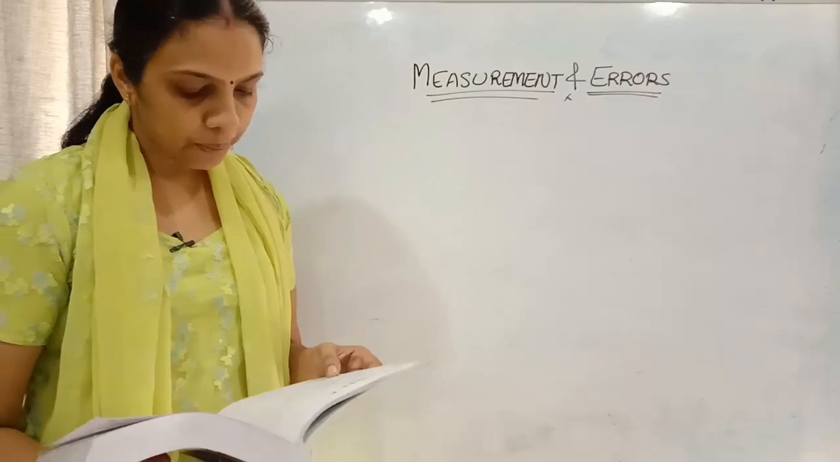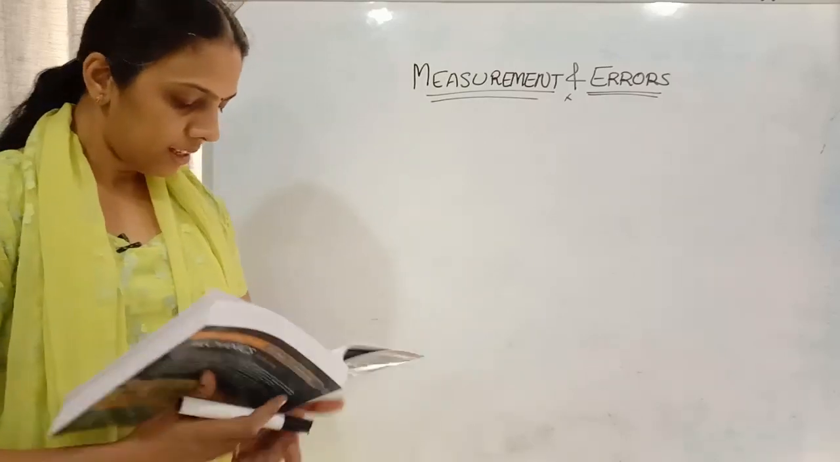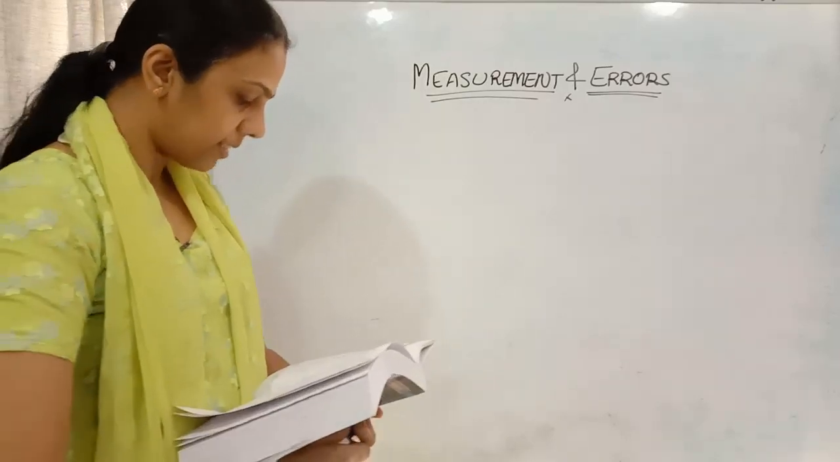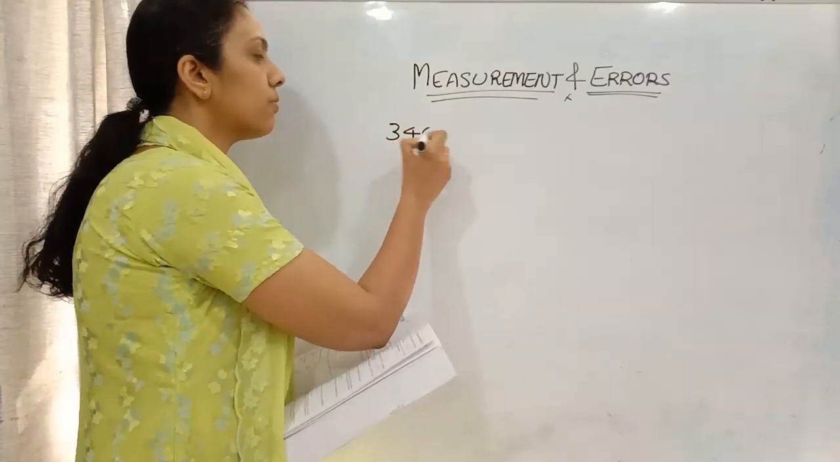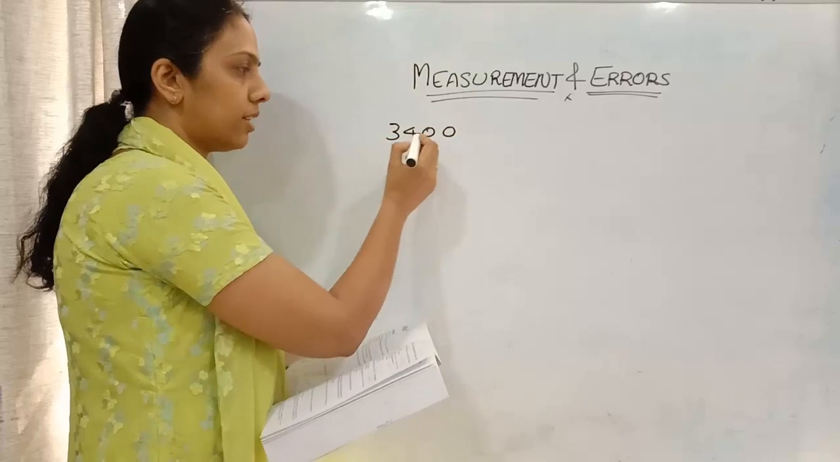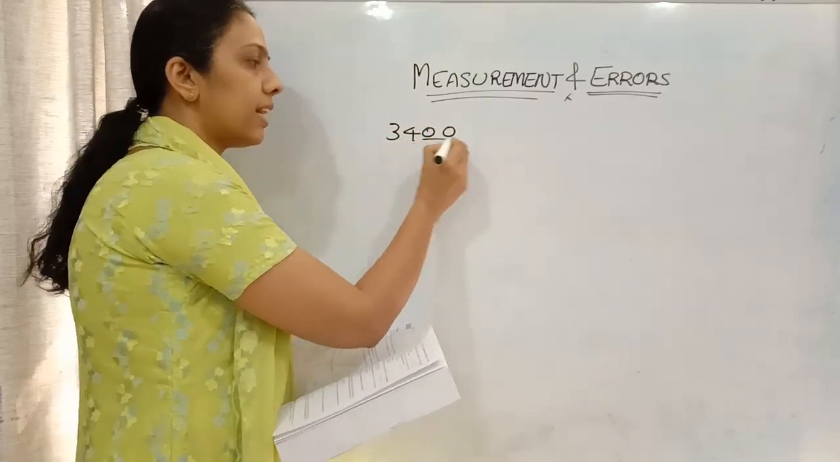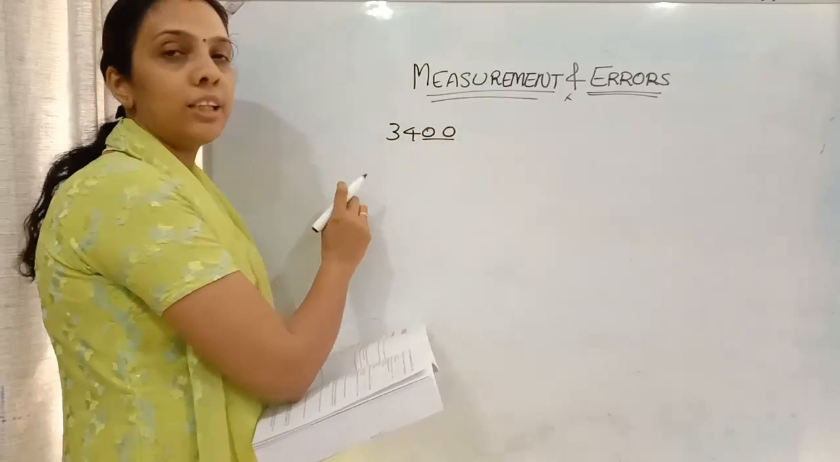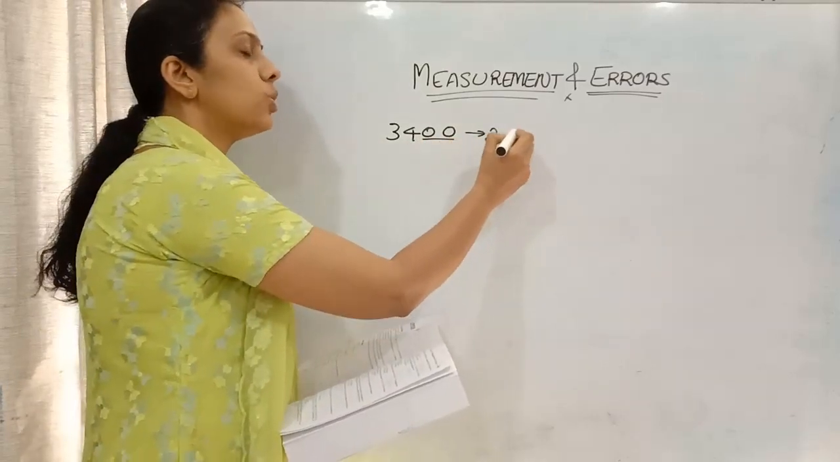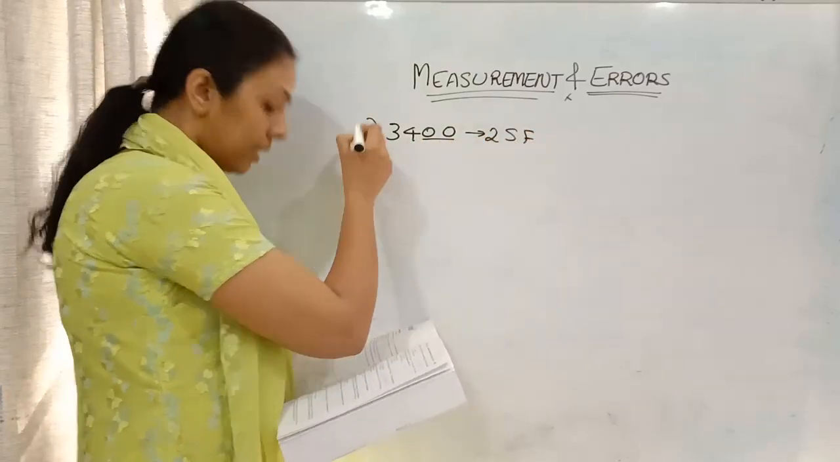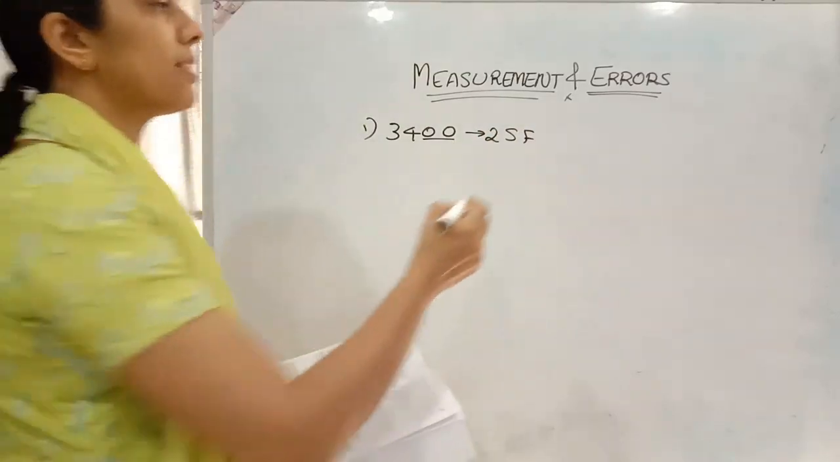Okay, the number of significant figures in 3400 is. So here it is asked how many significant figures there are in 3400. As we said, trailing zeros in a whole number part won't be considered as significant figures. So it is 2 significant figures. So option D is the correct answer.